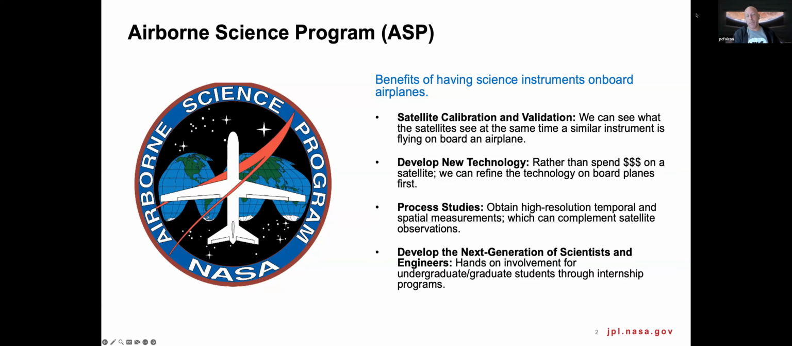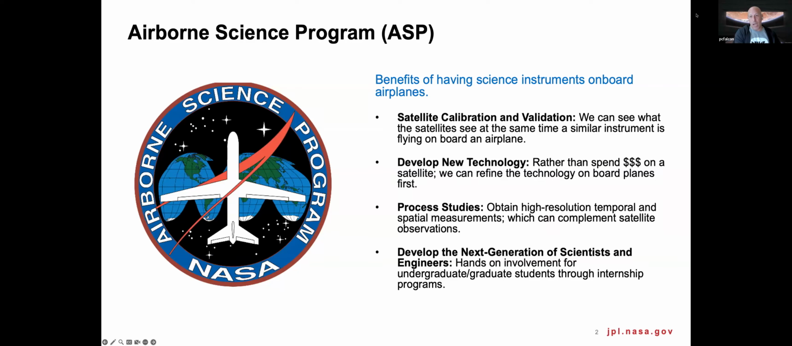So you may ask, what are some of the benefits of having airplanes making measurements as opposed to just having a satellite in space? Well, for starters, if we have airplanes, we can use those airplanes to help calibrate and validate the different instruments that we have on board satellites. We can fly them in tandem as well. And we can help to develop new technologies.